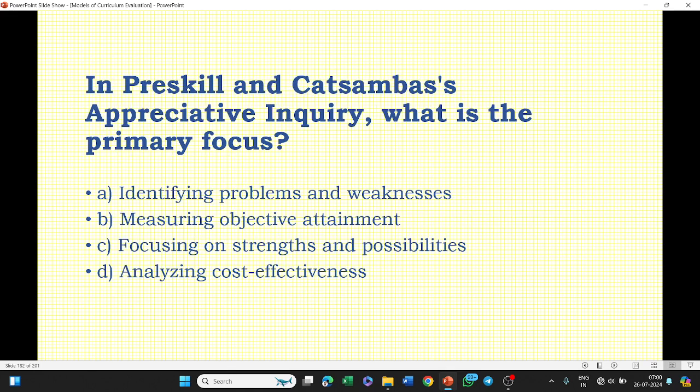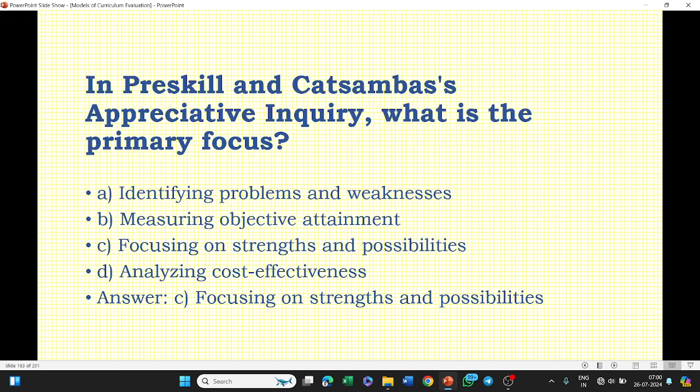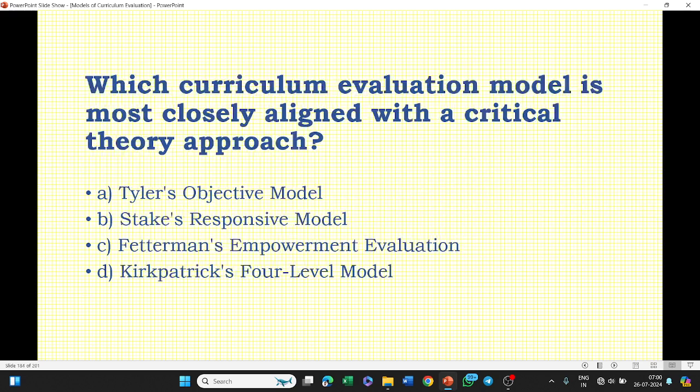Next, in Preskill and Catsambas's appreciative inquiry, what is the primary focus? Options: identifying problems and weaknesses, measuring objective attainment, focusing on strengths and possibilities, analyzing cost effectiveness. The answer to this question is option C, that is focusing on strengths and possibilities.